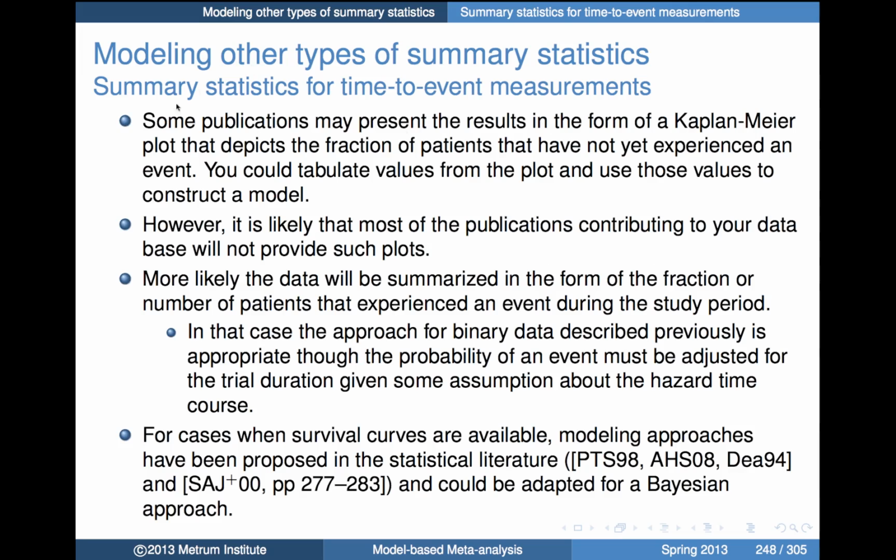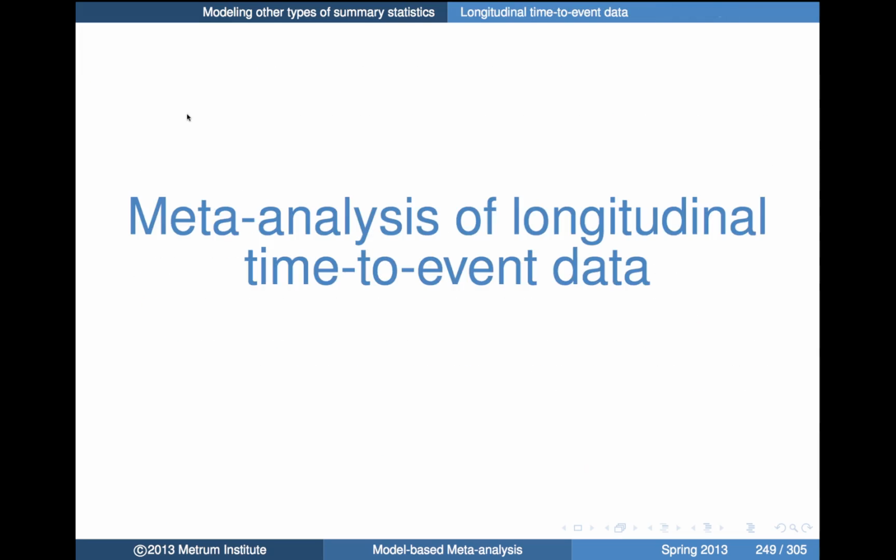Now, something that is often but not always available to you is that some publications may present the results of a time to event outcome in the form of a Kaplan-Meier plot that depicts the fraction of patients that have not yet experienced an event as a function of time. And so you could tabulate values from such a plot and use those values to construct a model. Unfortunately, it depends upon the therapeutic area and the specific measurement you're dealing with. But as I say, it's likely that most of the publications contributing to the database will not provide such plots.